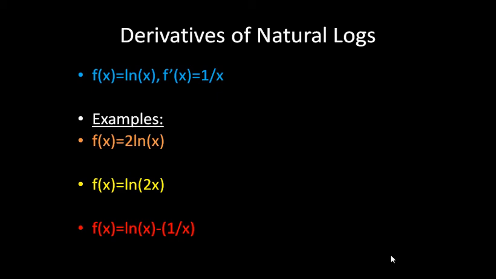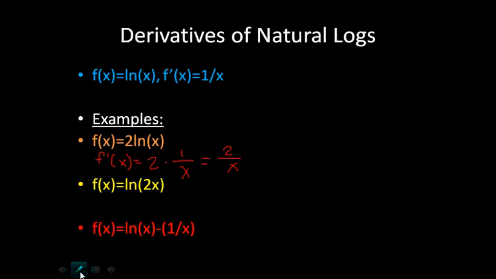Okay, so if f of x equals 2 natural log of x, then f prime of x equals... 2 is just a constant, so similarly to all the other ones we've been doing, multiply it out. And then the derivative of natural log of x equals 1 over x, so times 1 over x. So you can simplify that to 2 over x.